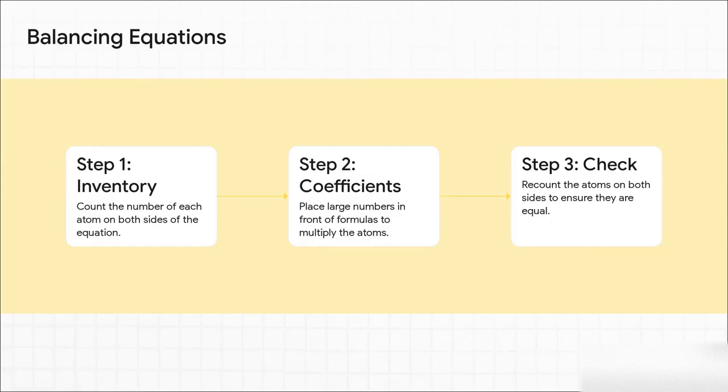But balancing is really just a simple puzzle, and there are only 3 steps to solve it. First, you take inventory. Count up every atom on both sides of the arrow. Second, you add coefficients. These are big numbers you put in front of the formulas.